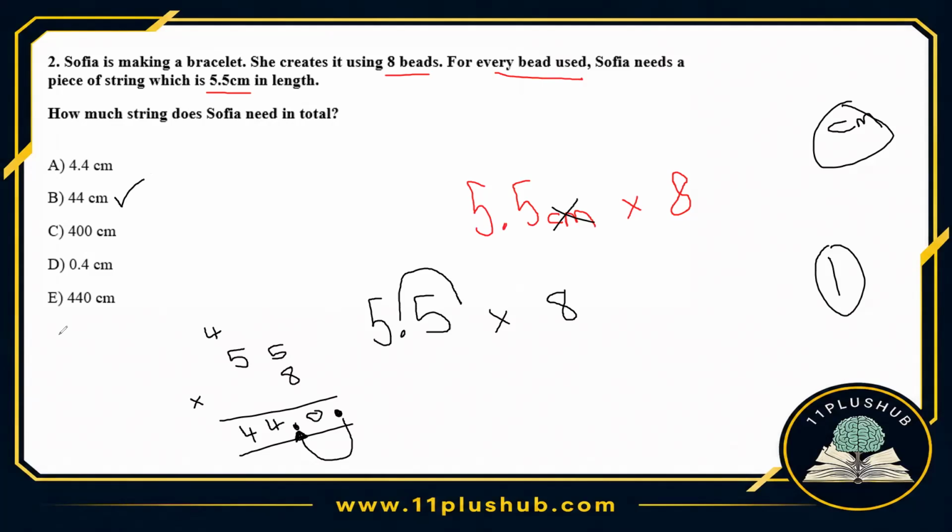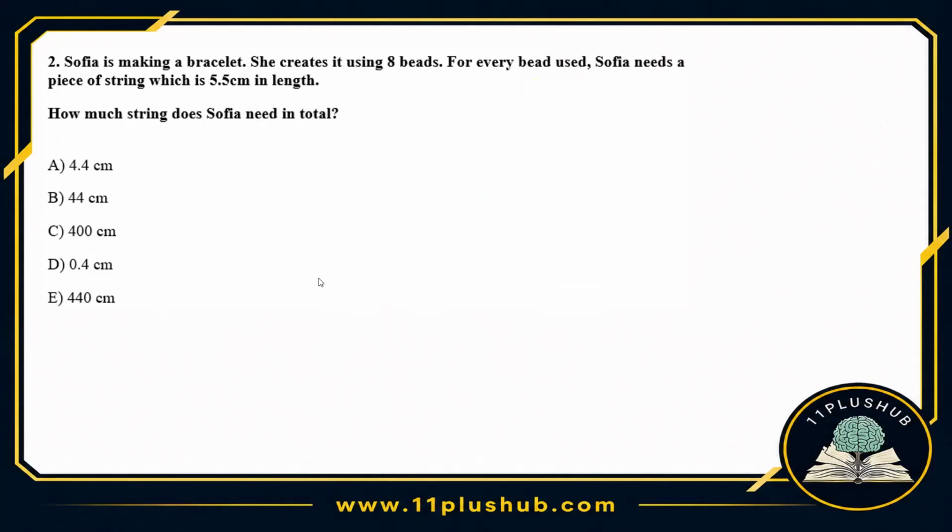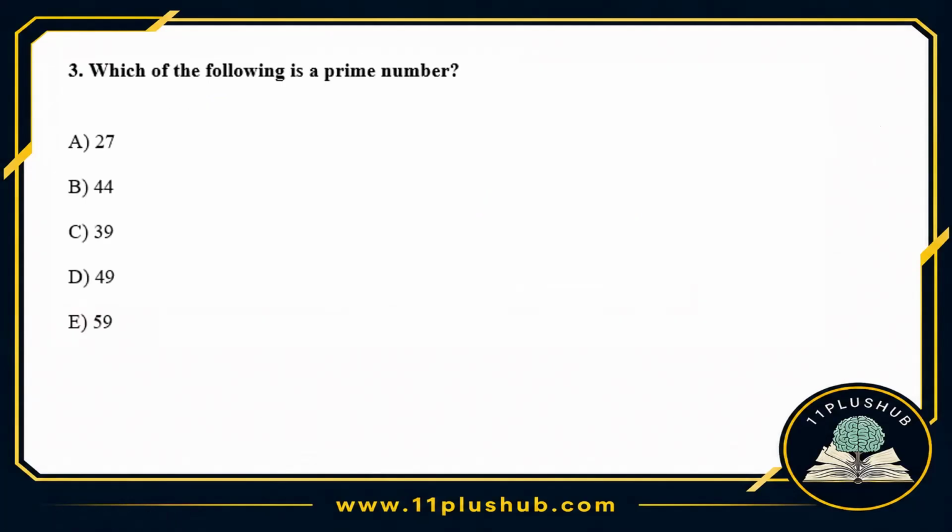Okay, let's move on to the next question. Which of the following is a prime number? Okay, so a prime number is a number that has two factors, which are itself and 1. In other words, it cannot be divided by any other whole number and result in a whole number besides itself and 1.